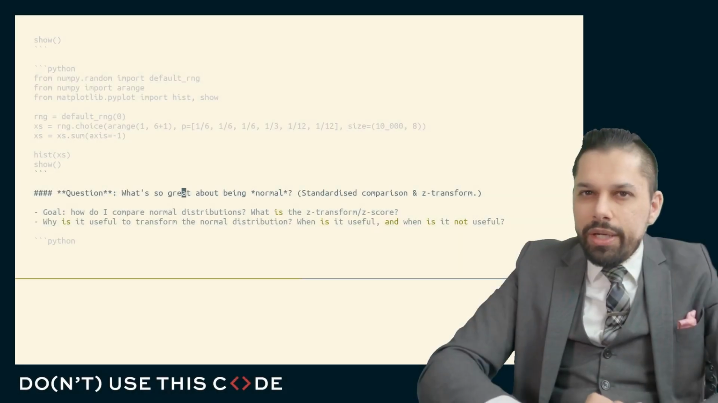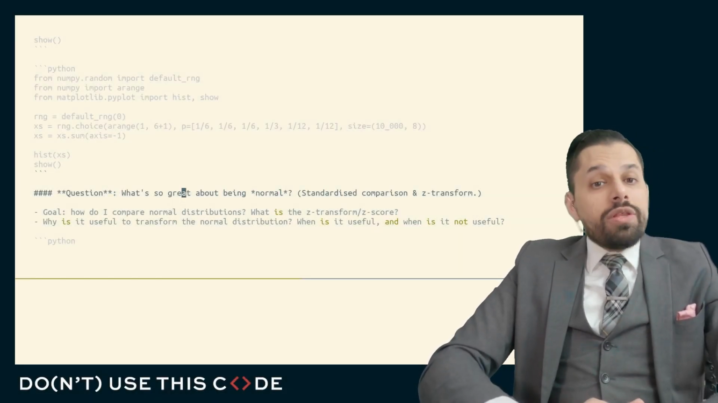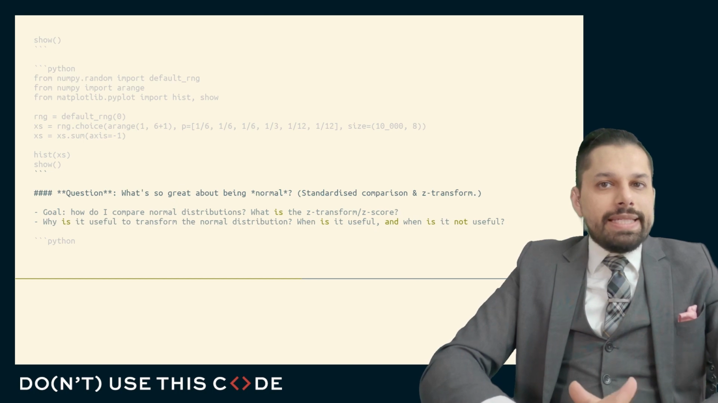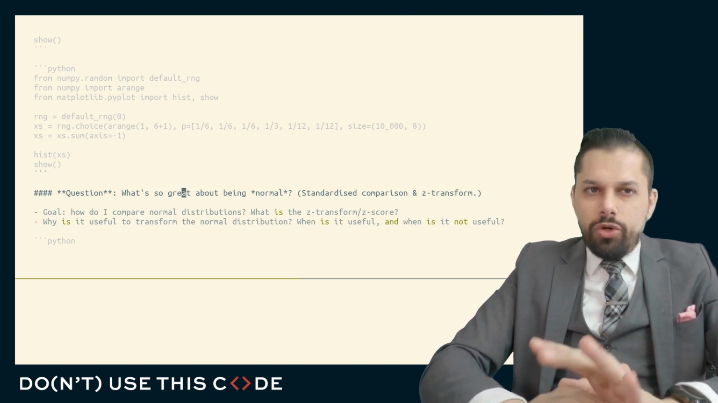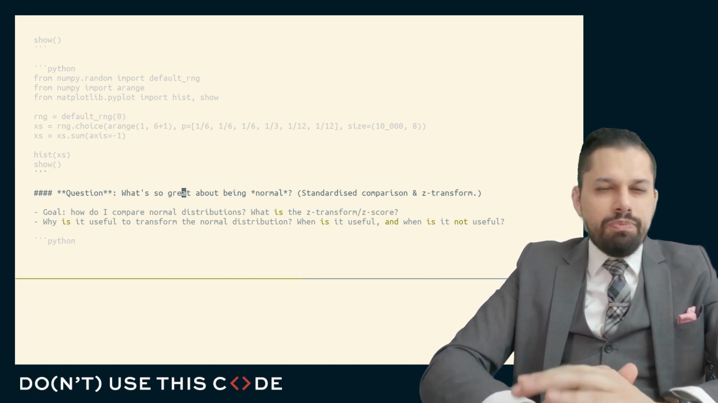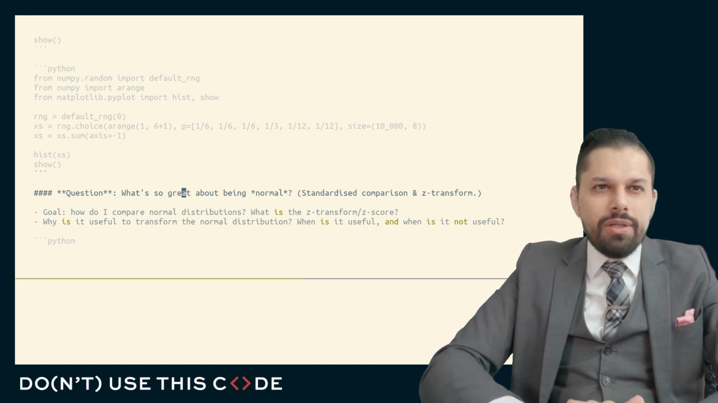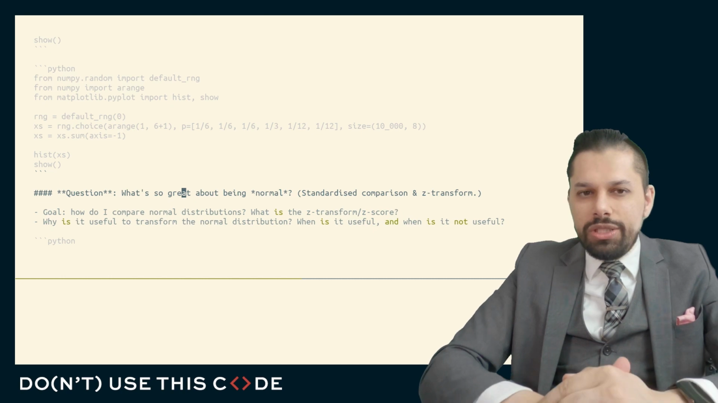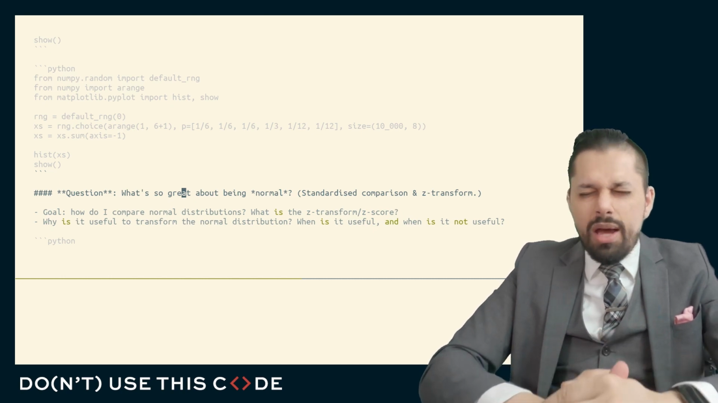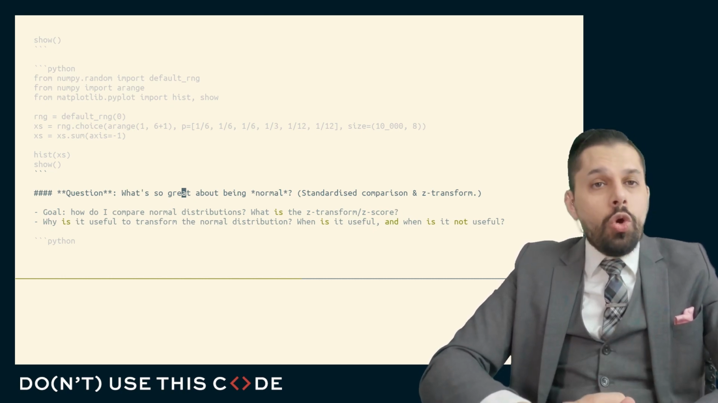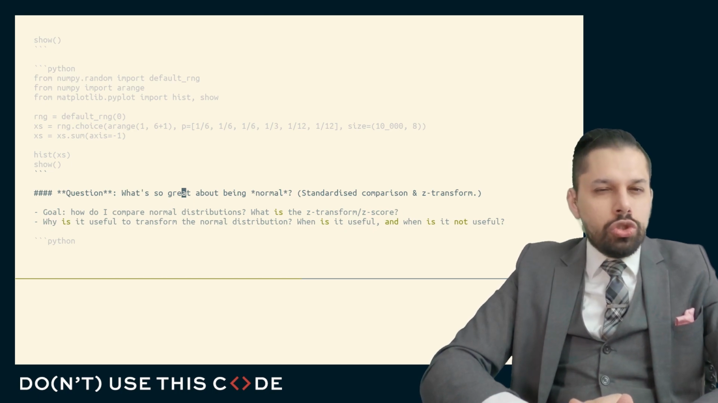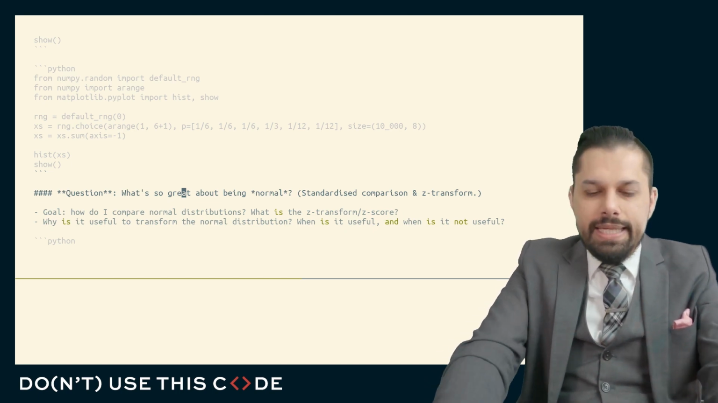What's so great about being normal? One of the things that we want to talk about in this question is standardized comparison and the Z-transform. And there's not a whole lot that we need to discuss, but why this normal distribution is so useful is if we have the case that our data actually fits a normal distribution, is modeling something that's a normal distribution, we can compare things which look very dissimilar very easily.